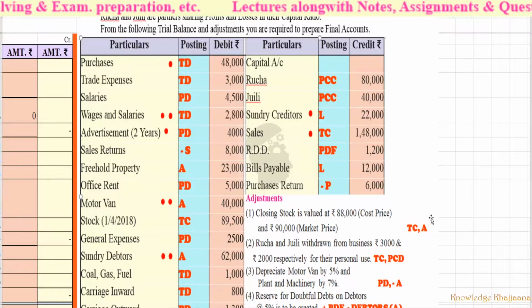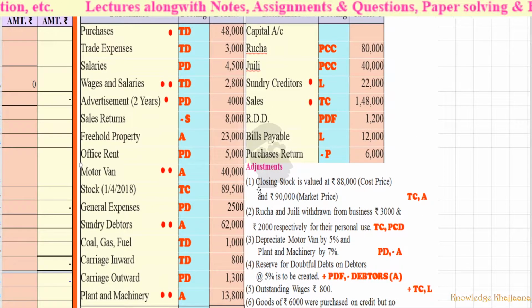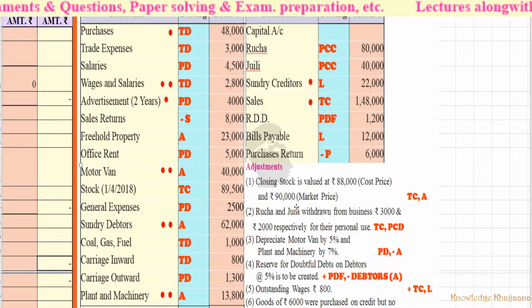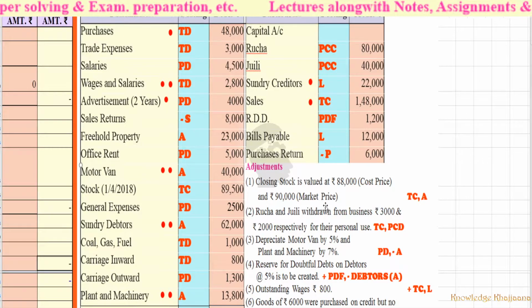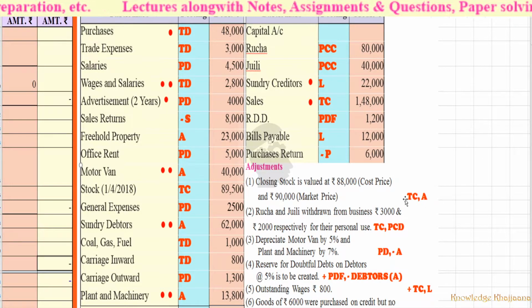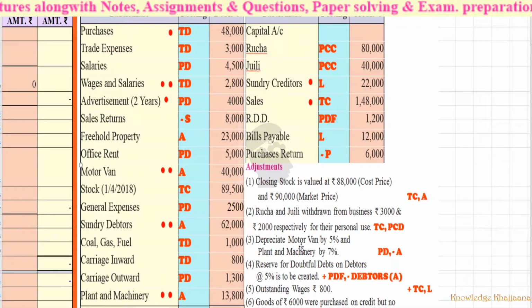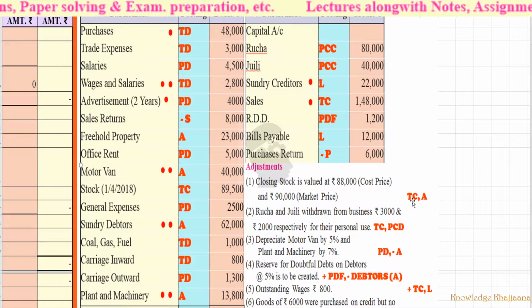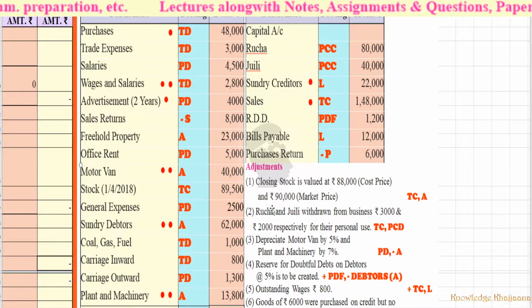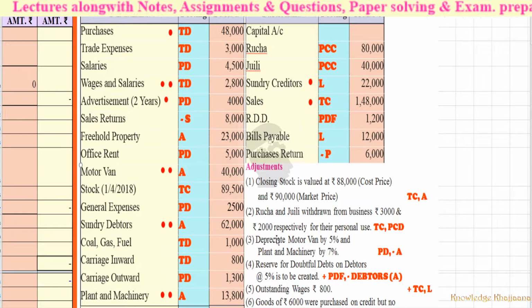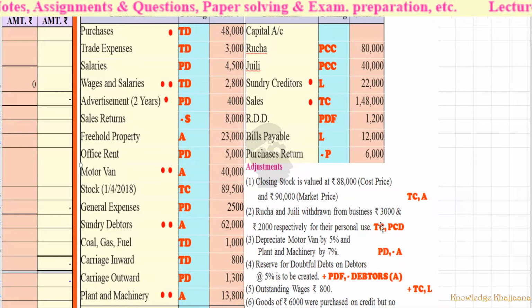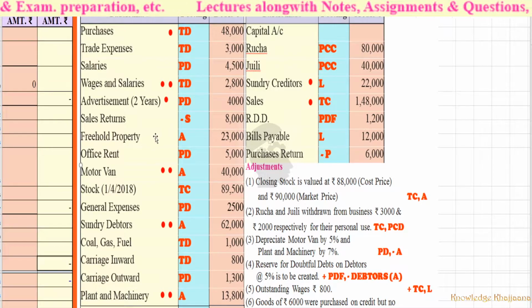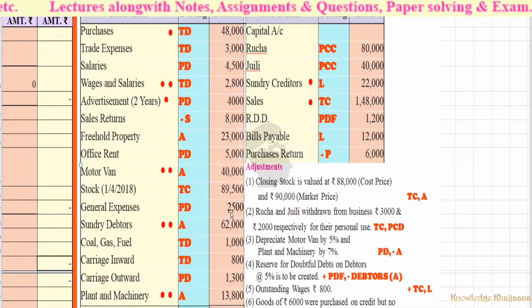Now let's start the adjustments, right? The first adjustment: closing stock is valued at rupees 88,000 and 90,000. We have learned, see, there is no marking to be done against the trial balance. The lower value of the closing stock, that is rupees 88,000, is recorded at the trading account credit side and as an asset. Then Ruchi and Julie withdrew money; for the withdrawal there will be no marking made against the trial balance, right?